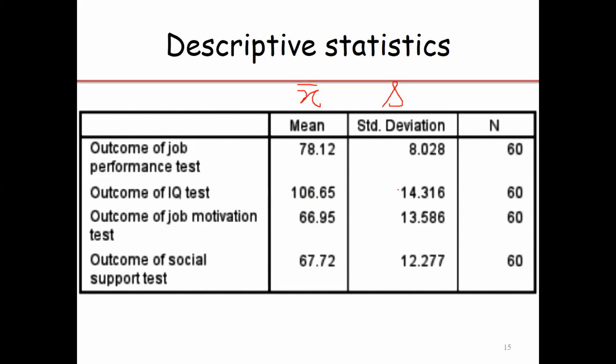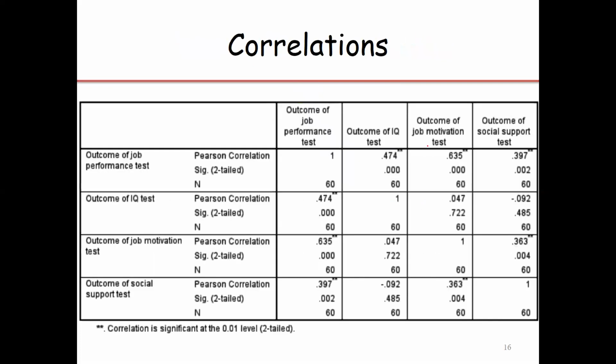The highest standard deviation we have is in the IQ score, which is 14.3. Other than this, the minimum standard deviation is in the job performance test. This has the smallest standard deviation. So these are the descriptive measures. There is no indication of extreme numbers in the data.